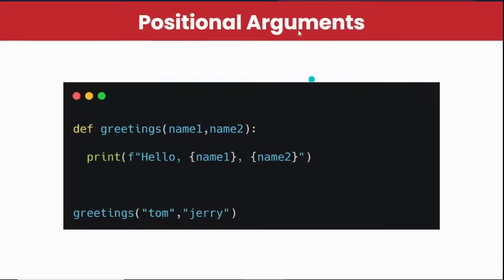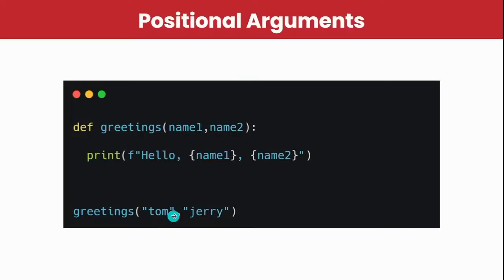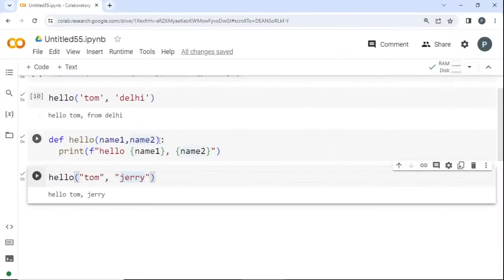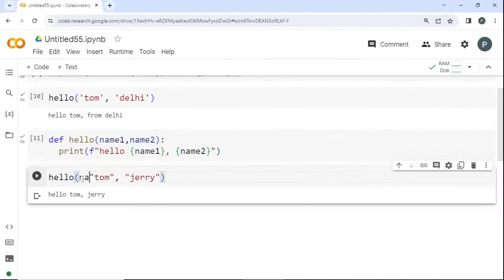You also have something known as a keyword argument. So instead of position, you can mention name 1 is equal to this or name 2 equal to Jerry, like A equal to Tom, B equal to Jerry. So what I am going to do is name 2 equal to Tom and name 1 equal to Jerry. If you ask for one, then you have to give for both. If I run it, in place of name 1 Jerry will be placed, and in place of name 2 Tom will be placed. I hope it is clear.